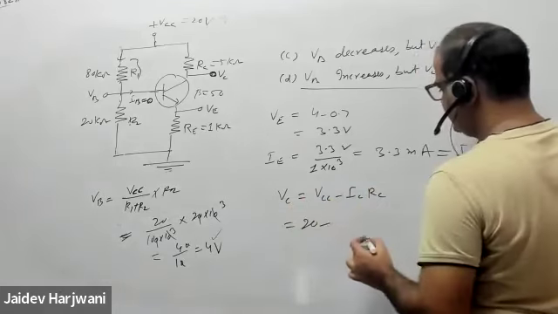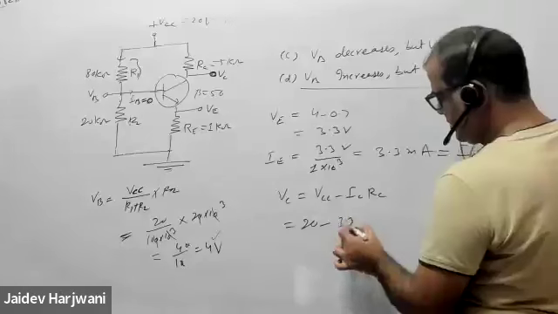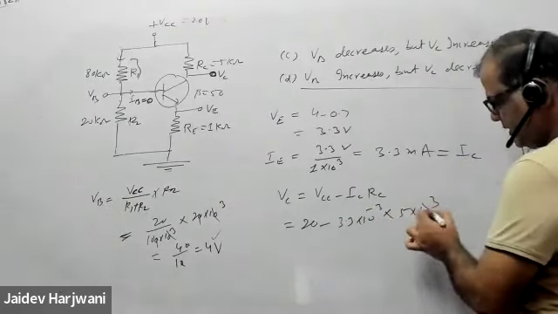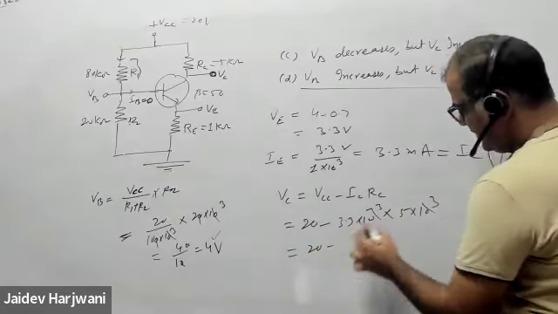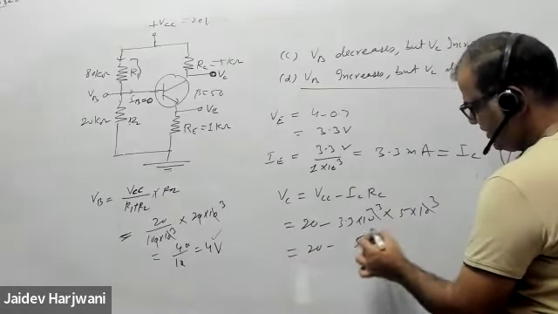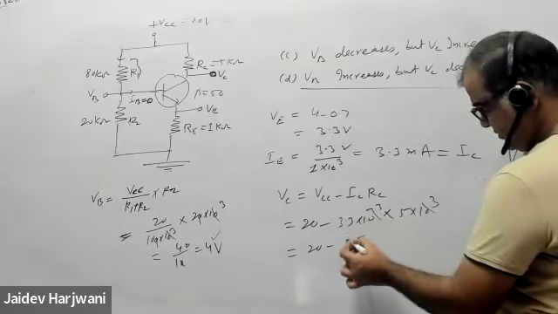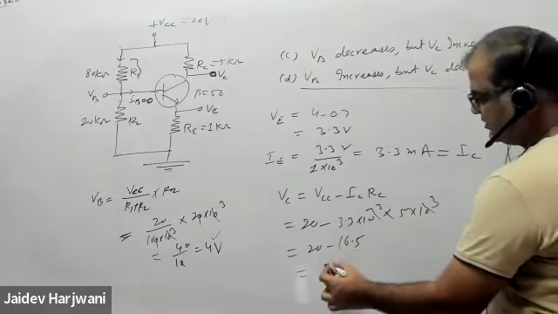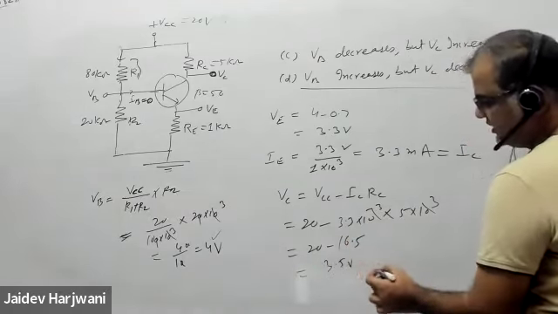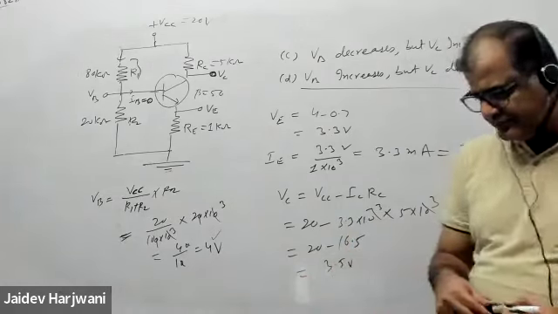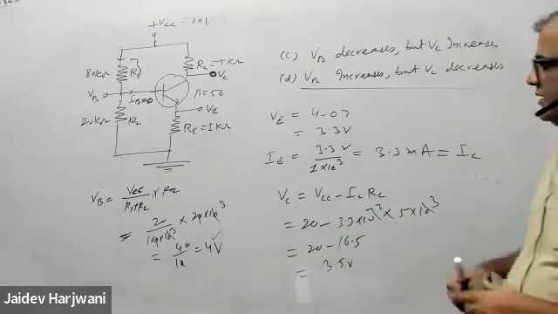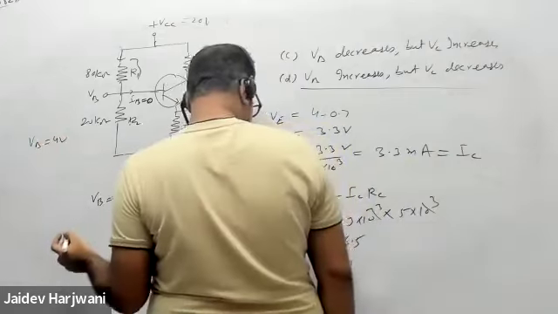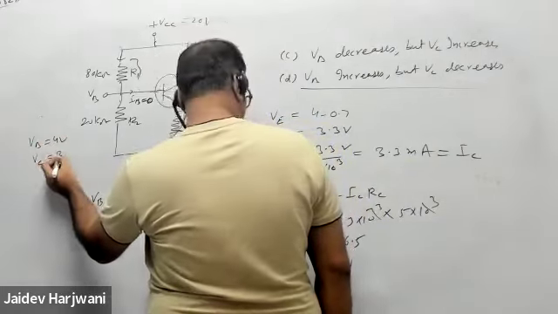VCC is 20. IC is how much? 3.3 milliamp. RC is your 5 kilo ohm. This cancels out. 20 minus 16.5, and this comes out to 3.5 volt. Check whether this value is correct. Yes, sir, correct. So note down here, VB is 4 volt and your VC is 3.5 volt.